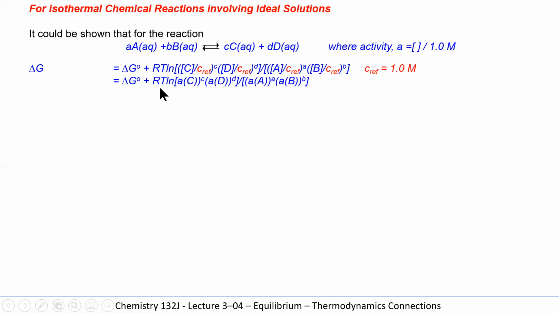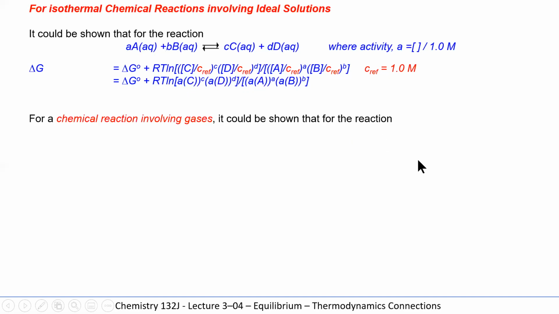So another way of stating it is to say it's RT ln of the activity of C to the power of c times the activity of D to the power of d, divided by the activity of B to the power of b times the activity of A to the power of a. So for a chemical reaction involving gases, this was for solutions.